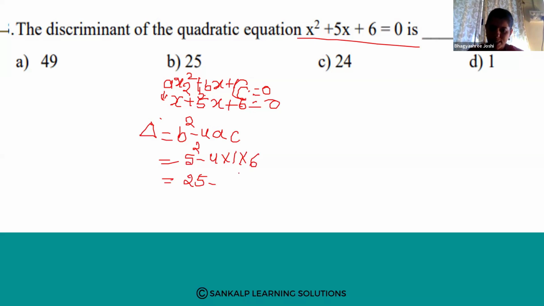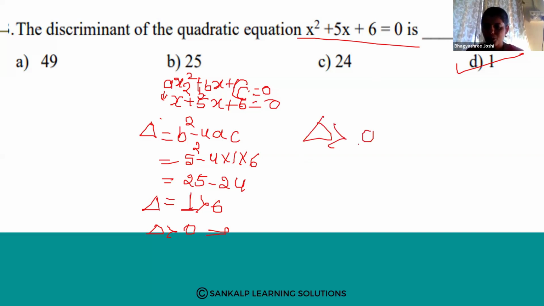25 minus 4 sixes are 24, 24 into 1 is 24. 25 minus 24, that is 1. Tell me whether 1 is greater than 0 or less than 0. It is greater than 0. So the delta discriminant value is 1. Therefore option D is right. Now tell me the nature of the roots. Here delta is greater than 0, so the nature of the roots is that two real roots exist.